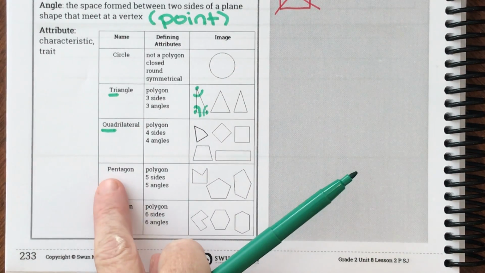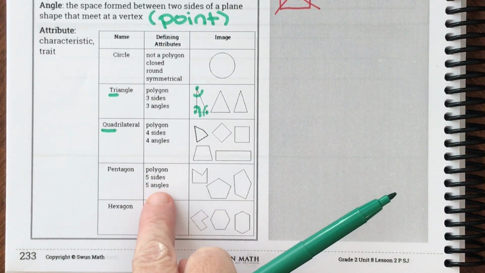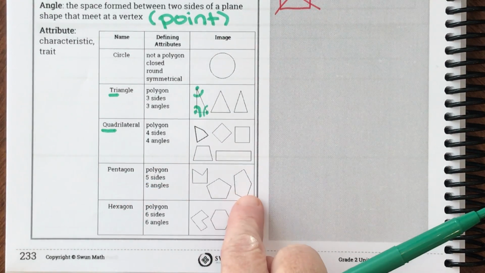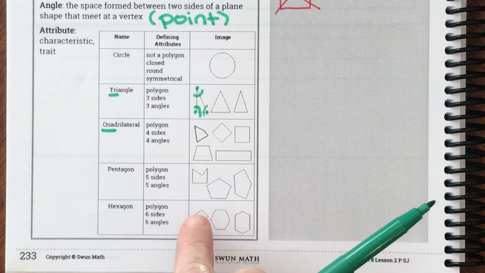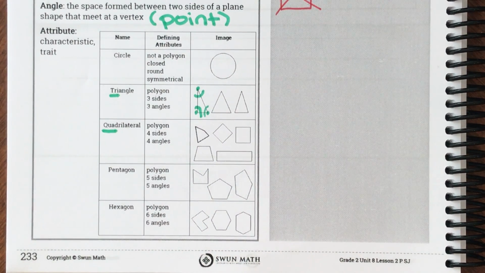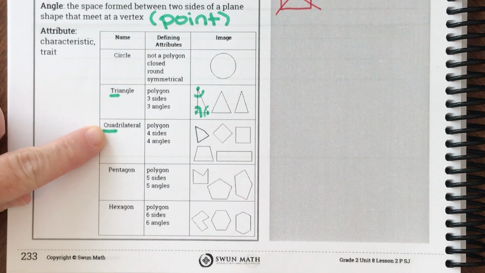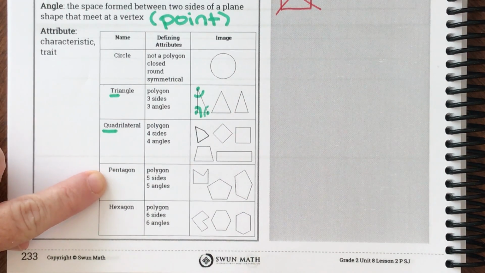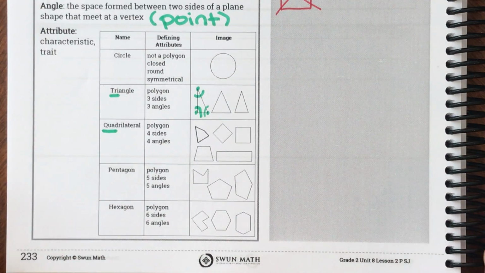Okay, our next shape is called a pentagon. A pentagon is a polygon with 5 sides and 5 angles. And then our last one's called a hexagon. And a hexagon is a polygon with 6 sides and 6 angles. Okay, so boys and girls, we're just going to kind of have to memorize these. We're going to have to memorize that a triangle has 3, quadrilateral has 4, a pentagon has 5, and a hexagon has 6. Those are things that we're just going to have to memorize.